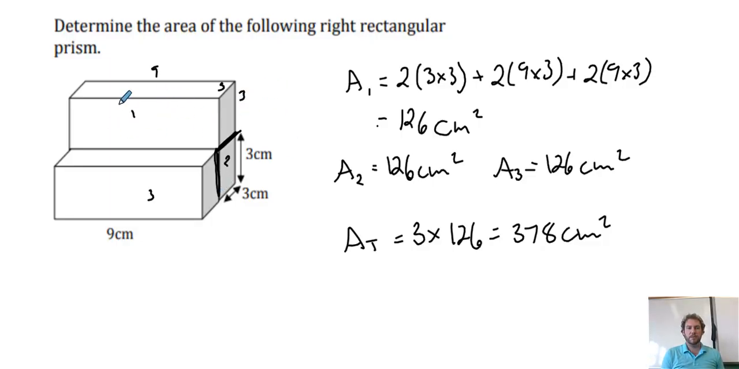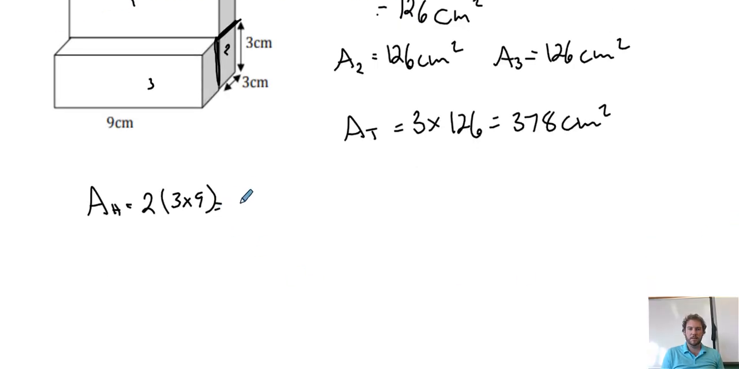So from prism number 1, we have a rectangle that is touching a rectangle from prism number 2. So there's actually two rectangles that are being covered. If I wanted to find the area of that hidden face, it would be 2 times the area of those rectangles. So 3 times 9, right? And that's 54 centimeters squared.